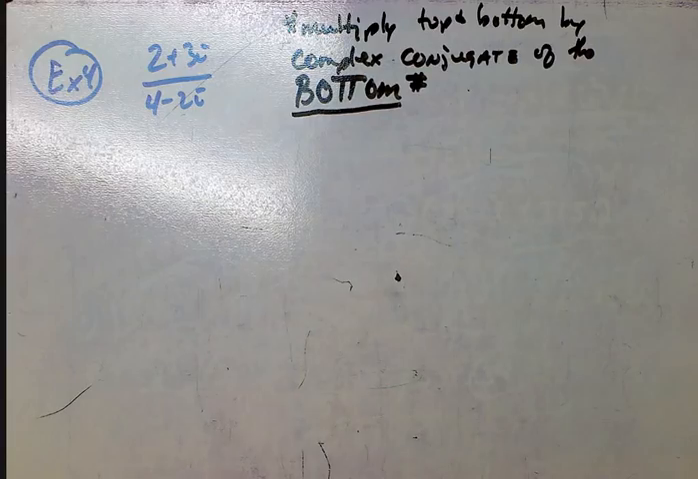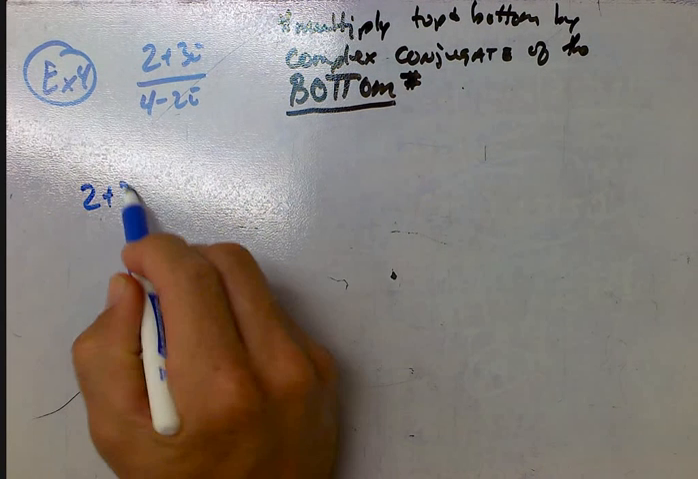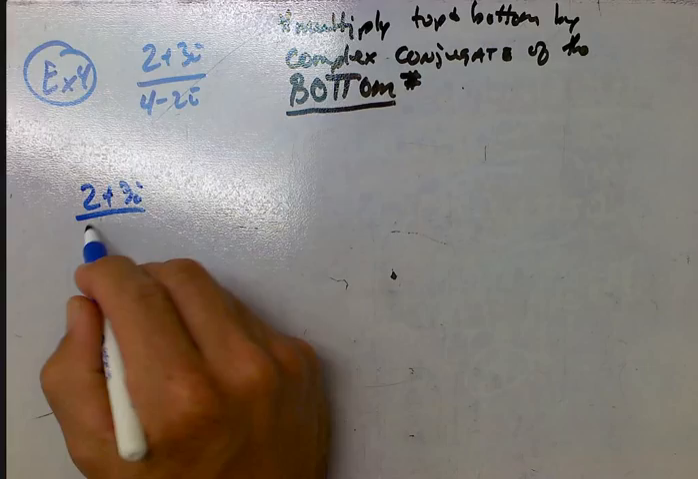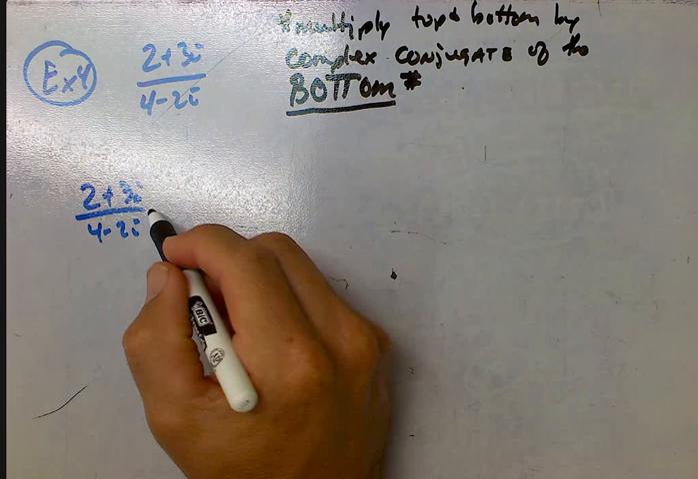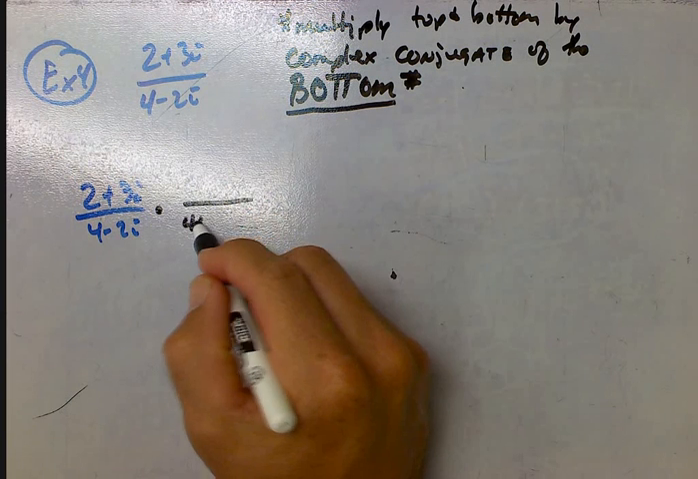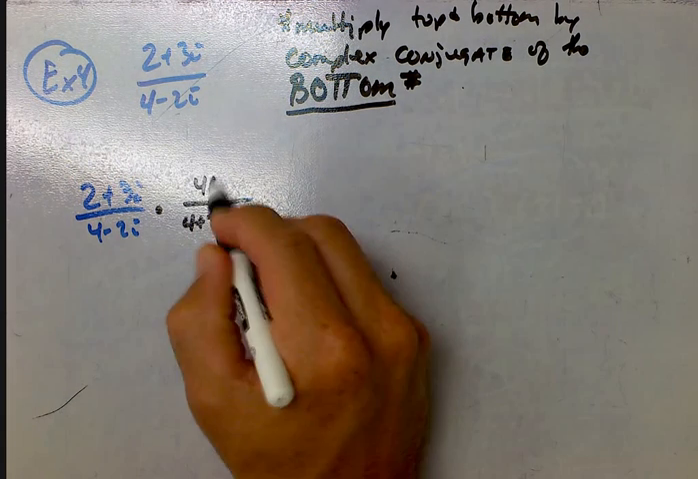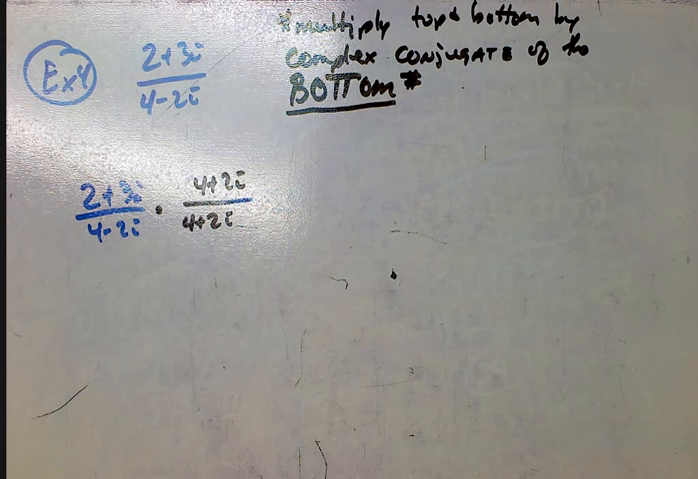Most common mistake is we really don't know what to multiply by. So what I do is I take 2 plus 3i over 4 minus 2i, and it says multiply top and bottom by complex conjugate of the bottom. And we'll multiply by 4 plus 2i, 4 plus 2i. And the reason why is I need the bottom number to only be a real number. And so to get the imaginary part out of the bottom, that's why I multiply by complex conjugate.